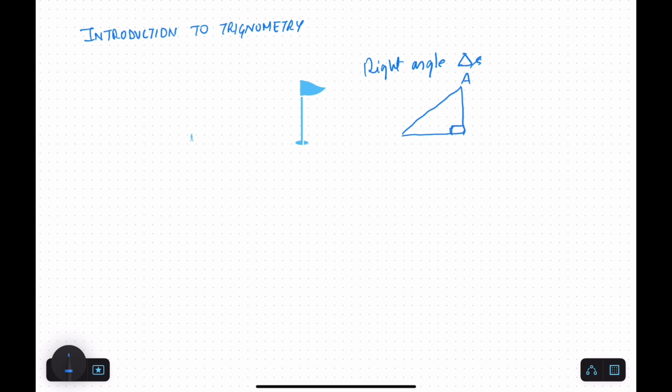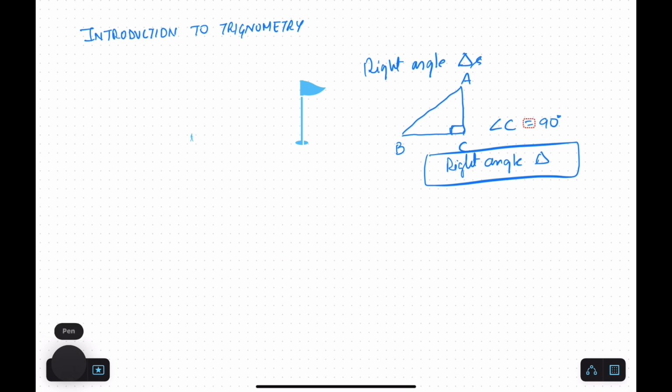For example, this is triangle ABC. Over here, angle C is equal to 90, so this becomes a right angle triangle. We will use these kinds of things in real life scenarios.